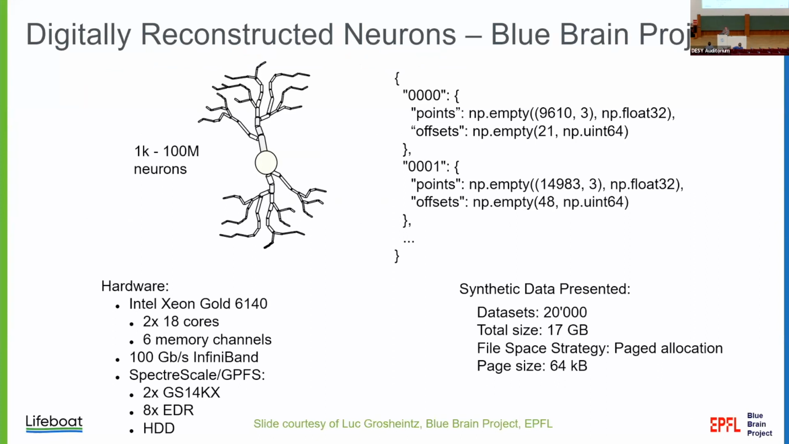The Blue Brain project is about digital reconstruction of the mouse brain. Usually the data comes in HDF5, and HDF5 files have representative data sets, which you see here in JSON, but for the reason of this talk it doesn't matter. We created synthetic data that represented real data, with about 20,000 data sets, total size 17 gigabytes, and we used page allocation, for a reason you will see later, with a page size of 64K.